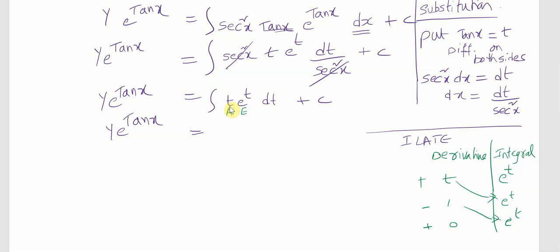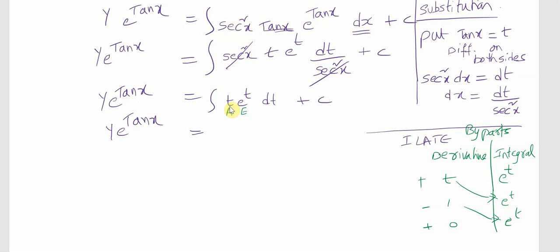Let us differentiate this. This is the procedure for the shortcut of integration by parts. The derivative of t is 1, the derivative of 1 is 0, the derivative of a constant is 0. Next, the second function e power t, we integrate: the integral of e power t is e power t, again e power t. Next we take plus, minus, plus signs and we cross multiply diagonally.